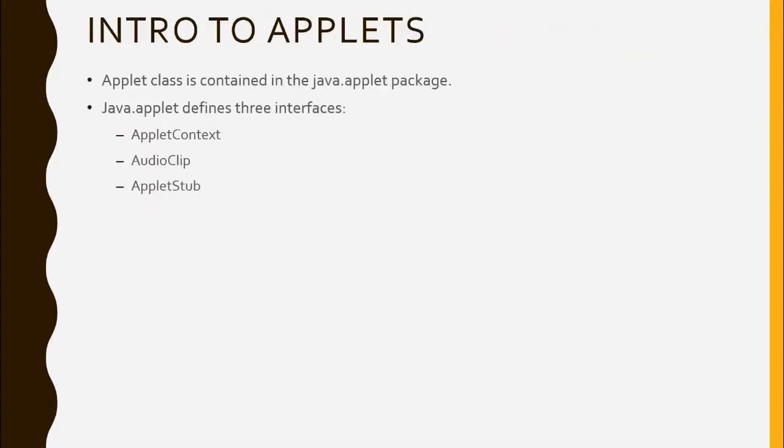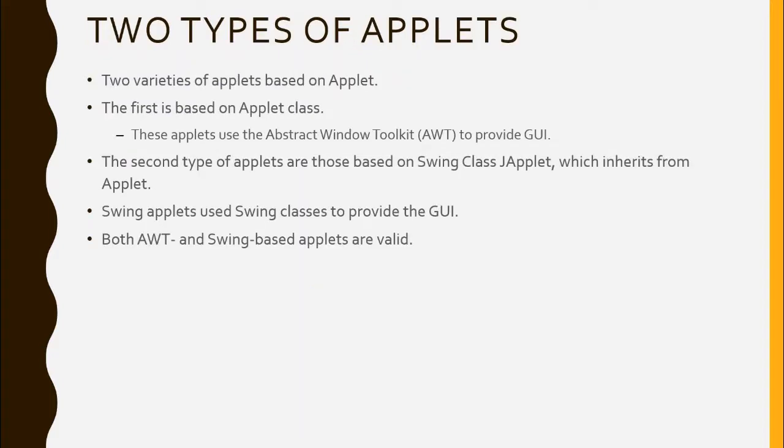Okay, now let's understand applets. Intro to applet. The Applet class is contained in the java.applet package. java.applet defines three interfaces: AppletContext, AudioClip, and AppletStub. There are two varieties of applets. The first is based on the Applet class. These applets use the AWT toolkit. AWT is called the Abstract Window Toolkit. This is very important for applets.